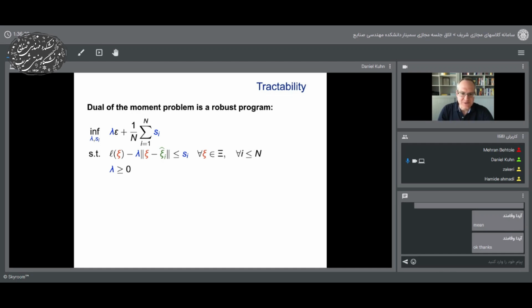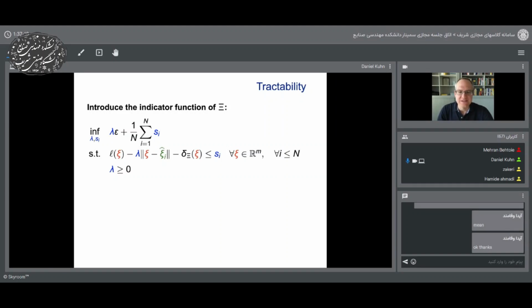Now we can further simplify this. We can reduce the robust constraint that holds for all Xi in capital Xi to a robust constraint that holds for all Xi in the whole space R^m by subtracting on the left-hand side of the constraint the indicator function of the set capital Xi. This indicator function evaluates to 0 if the vector Xi is inside capital Xi, and is equal to plus infinity if the vector Xi is outside of capital Xi.